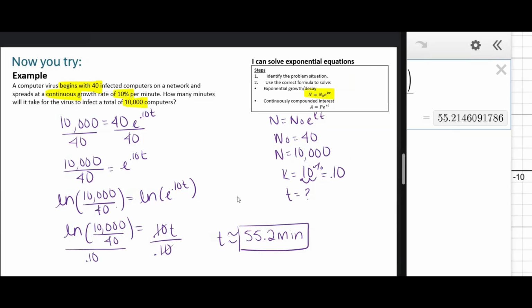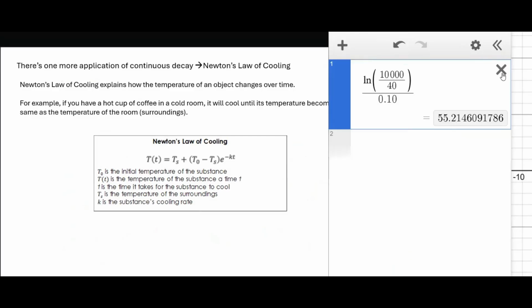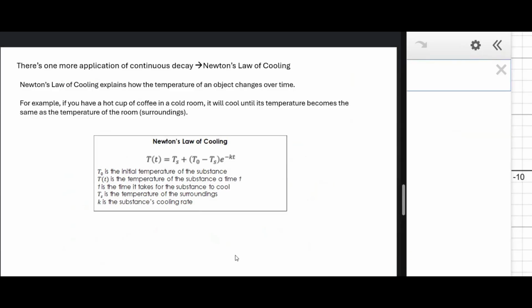So there's one more application of continuous decay, which is Newton's law of cooling. So this is something that happens when you have like a hot cup of coffee in a cold room. You know that if you leave it out for a while, the coffee is going to cool down until its temperature becomes the same as the temperature of the surroundings.